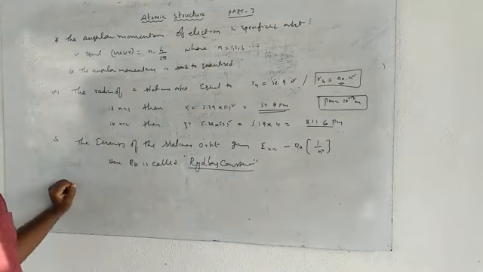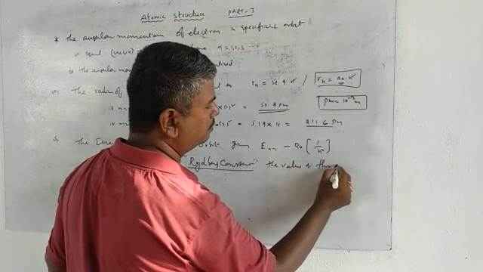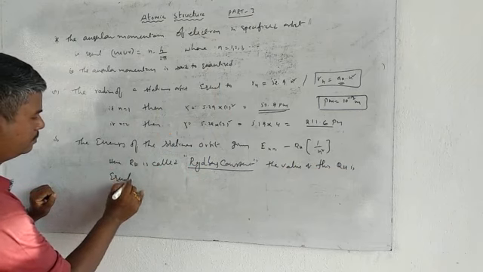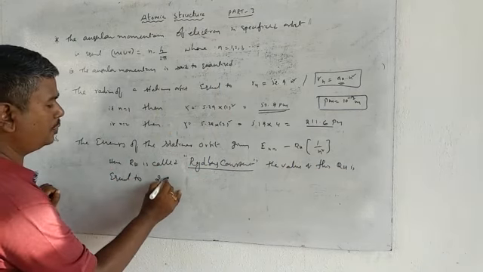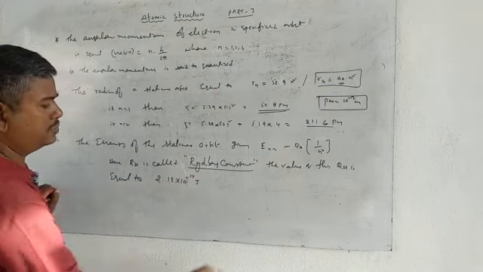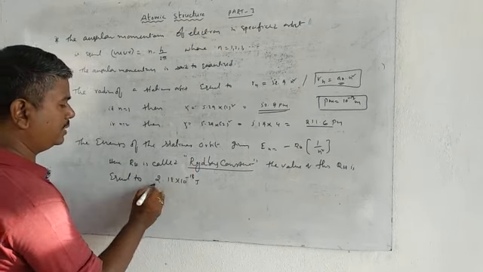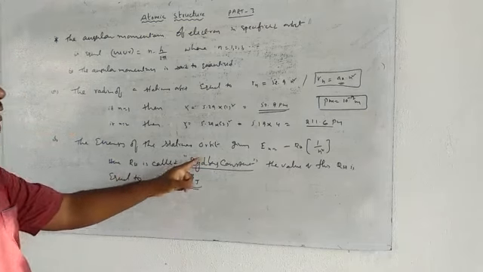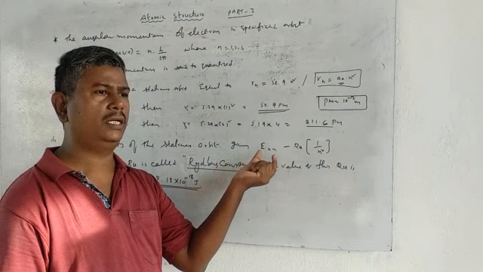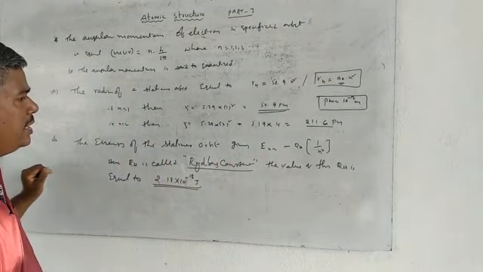This RH is equal to 2.18 into 10 to the power of minus 18 joules. That is the value of the Rydberg constant. So if you substitute these values, we can easily calculate the energy of the stationary orbit.